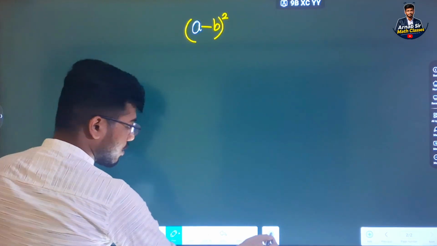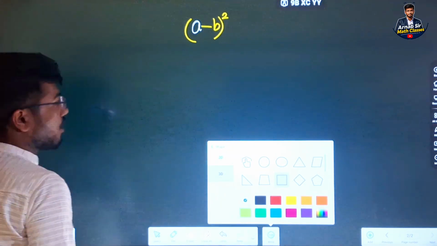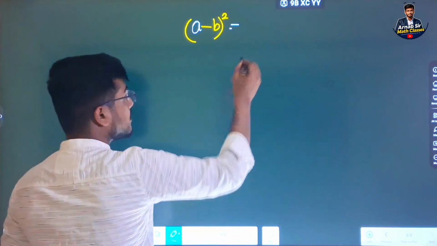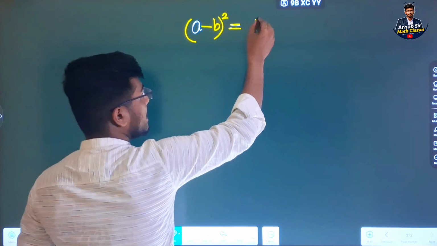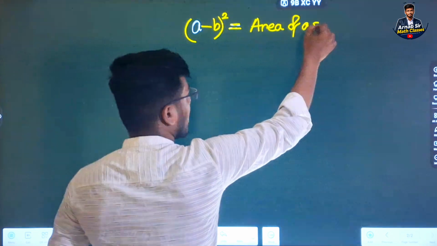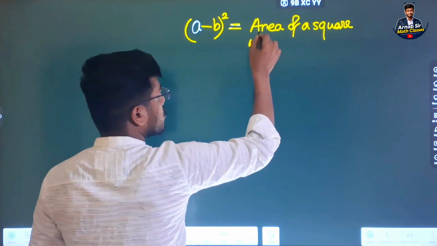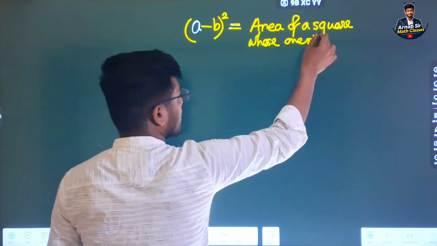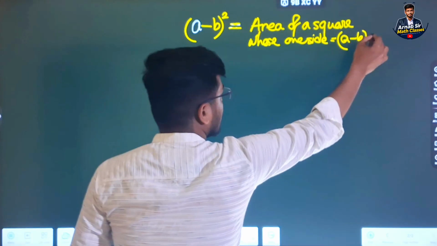Before starting the proof, at first I draw again. What is the meaning of this? It means the area of a square whose one side equals a minus b unit.